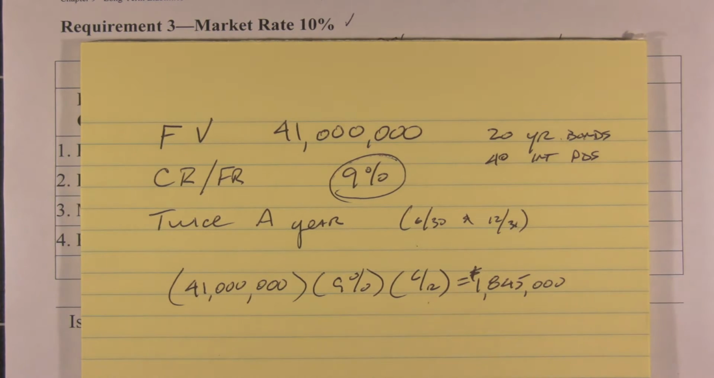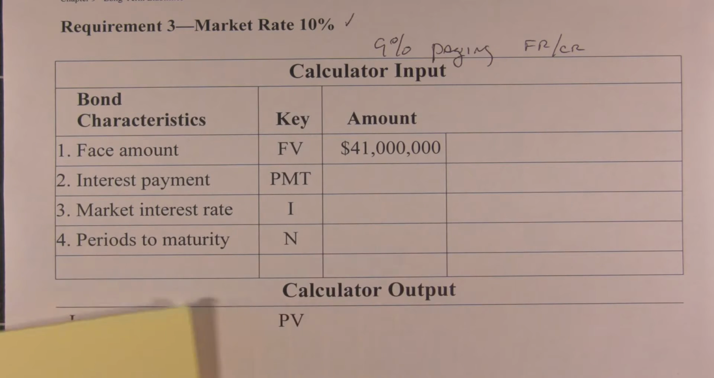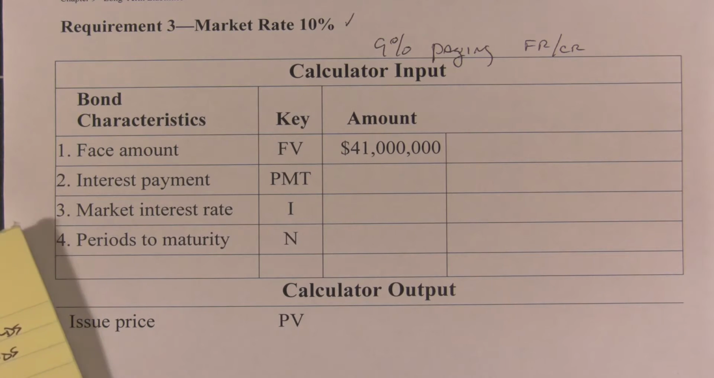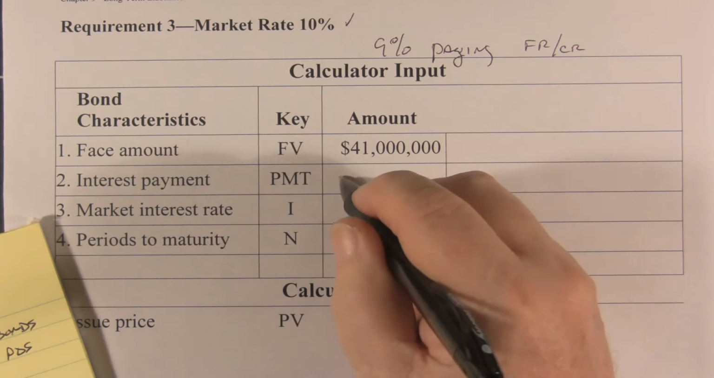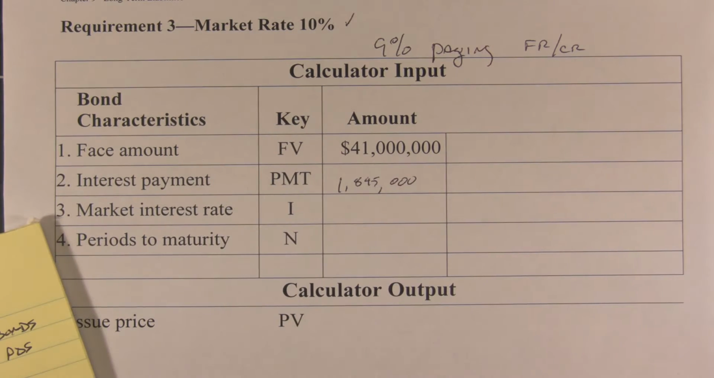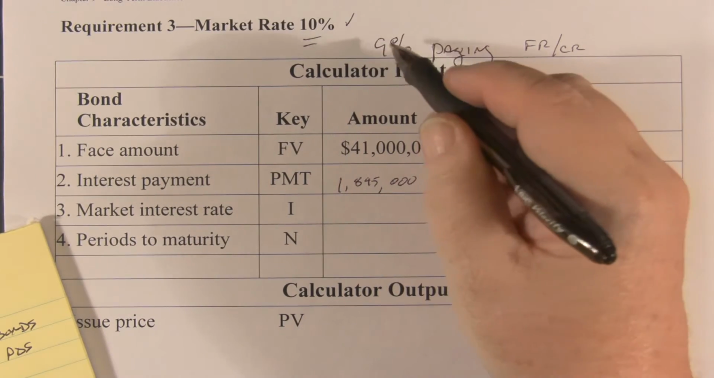There are the interest payments, and here's the amount of the interest check that we are going to be writing twice a year. So everything remains the same except we have to put in a different amount. The interest payment is still exactly the same, $1,845,000.